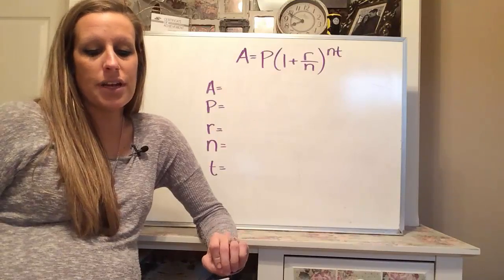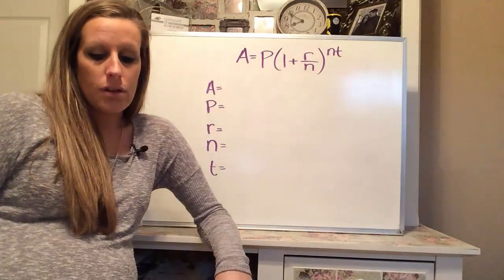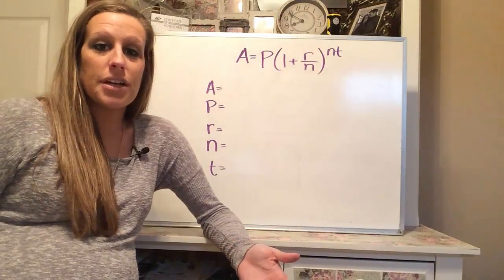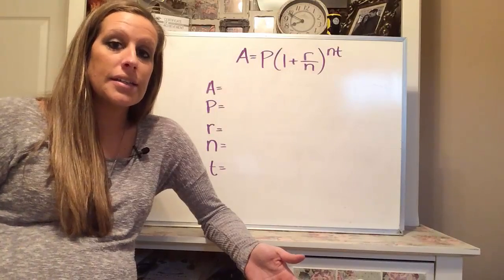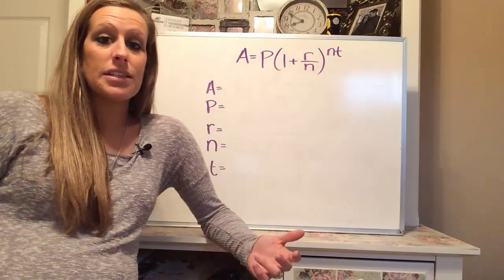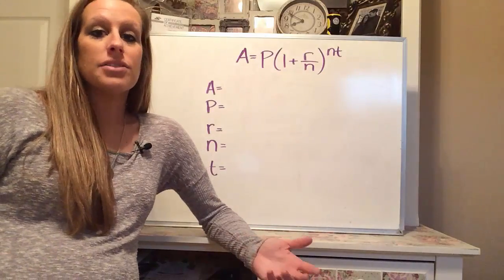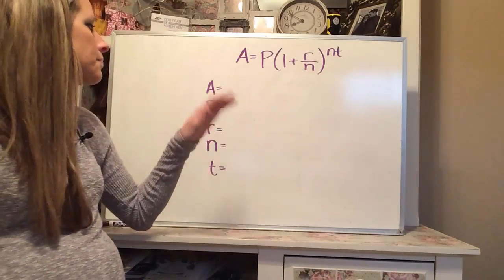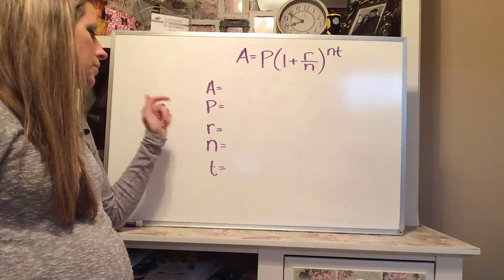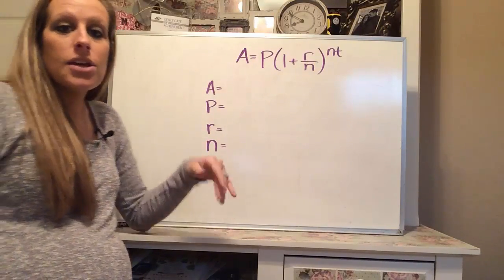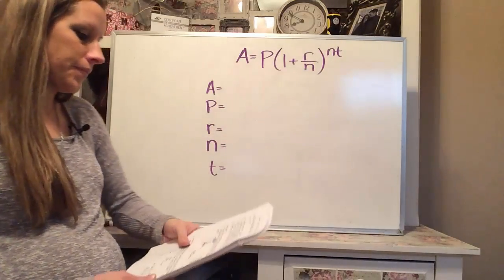T is the number of years interest is compounded. And so they'll tell you how many years usually, or if we're trying to figure out how long it's going to take for our investment to be $50,000, if that's our goal, then you might have to figure out what T is. But for all of these problems, I always write down A, P, R, N, and T. So I make sure I cover every single part of that formula.